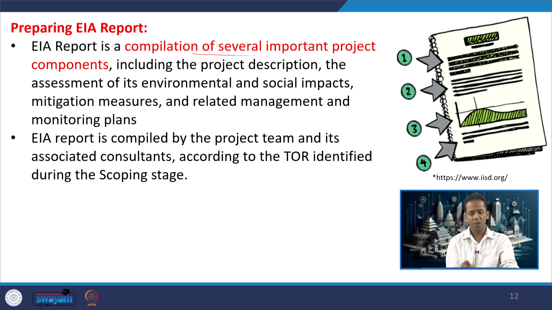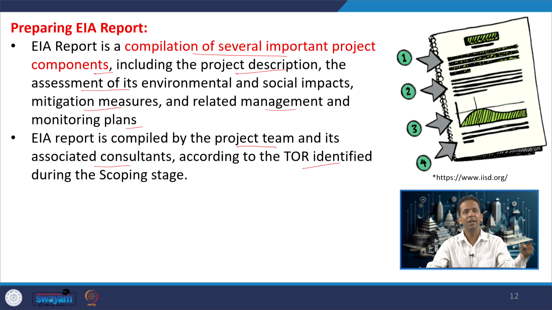Report is a compilation of several important project components, including project description, environmental and social impact assessment, mitigation measures, and management and monitoring plans. And the EIA report is compiled by the project team and its associated consultants according to the terms of reference which were identified during the scoping stage. The terms of reference is like the executive summary of the detailed EIA report, and it also details out the scope of the project.